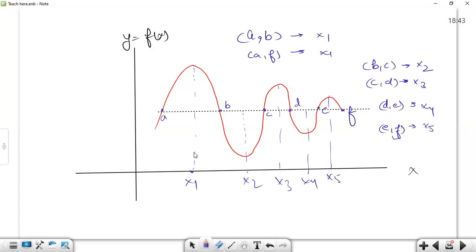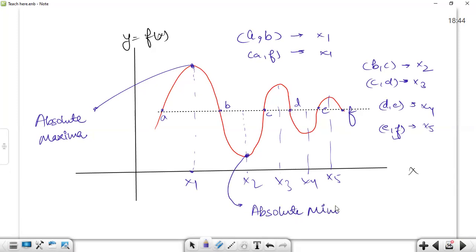So what we can see here is that this particular point, the highest peak of this function, is known as absolute maxima. And the very lowest peak of this function, which is this, is absolute minima. That's why we call it absolute minima.